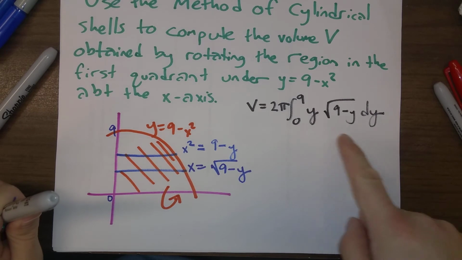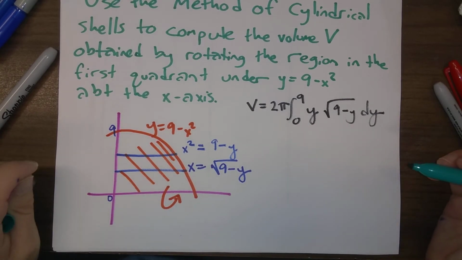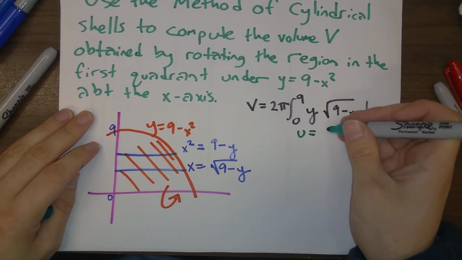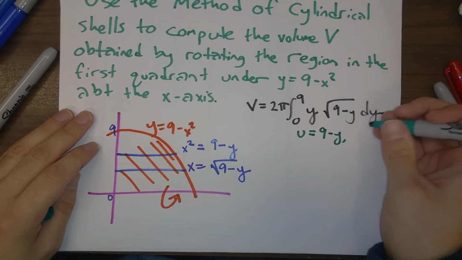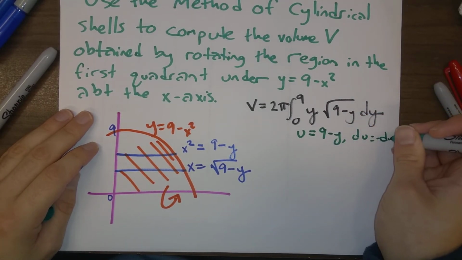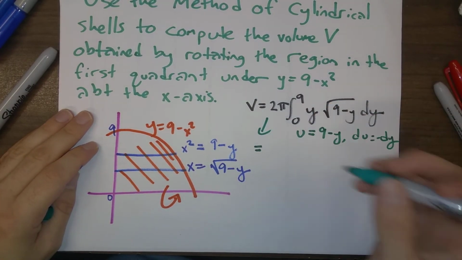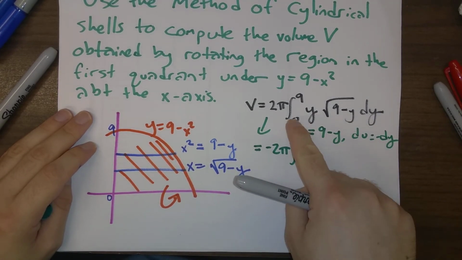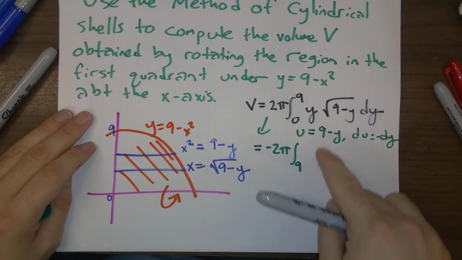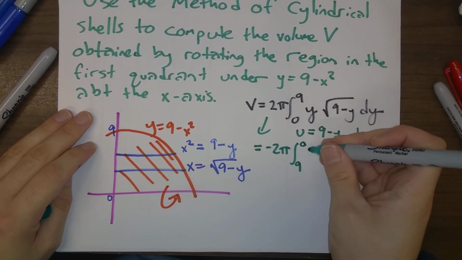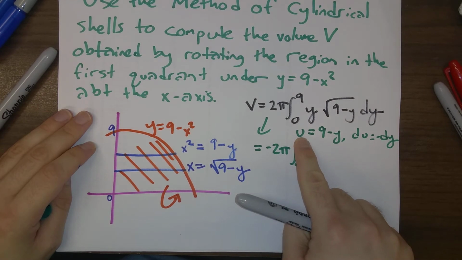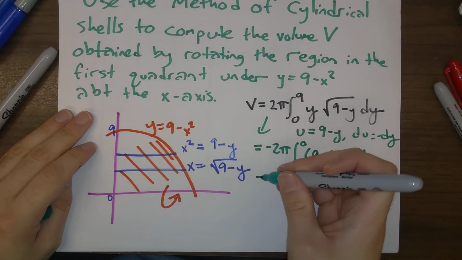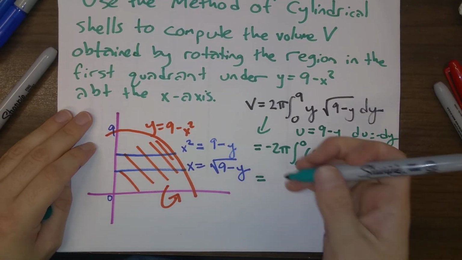Okay, so we have to find the antiderivative of y times the square root of 9 minus y. The best way to do this is by substituting in. We don't like that 9 minus y under the square root, so u is equal to 9 minus y, du is equal to negative dy. And so we end up with minus 2 pi. When y is 0, u is 9. When y is 9, u is 0. And y ends up as 9 minus u. Minus sign, and we can flip those bounds back.